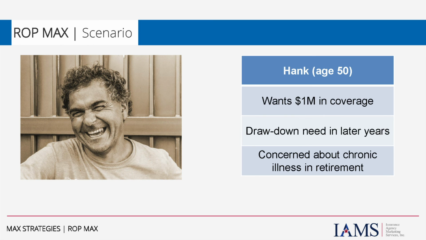So the scenario we want to look at here is a gentleman named Hank. You see him on the left-hand side there. Hank seems like a happy guy, wants to get his planning in place. And right now he has a need for $1 million of coverage. He knows that that need is going to decrease as his kids grow up, get out on their own, as he gets mortgages paid down and other debts and things of that nature. But also Hank has a concern about making sure he has chronic illness covered.